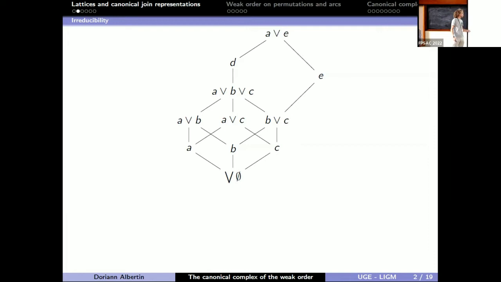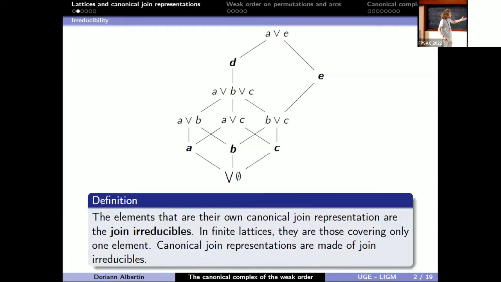And what can we see on this? What can we observe on this first run of our example? So we have these elements, A, B, C, D, E, that play a very special role. So we say that they are their own canonical join representations. And since we're in a finite lattice, it means that they cover only one element. And in this sense, we're going to call them join irreducible elements. The other observation we can make is that the canonical join representations are made of join irreducible elements.